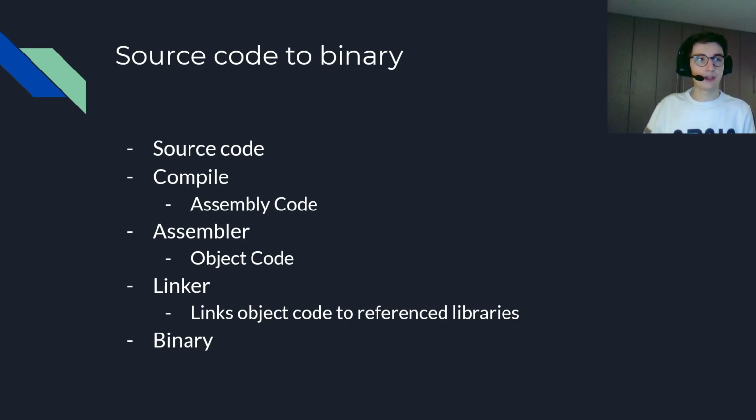But then an assembler is going to take that assembly code and convert it into object code. And object code is kind of the lowest level, and it's what your computer understands. And then lastly, you have a linker that's pretty much going to link your object code to the reference libraries. So all the libraries it uses, it's going to link all of that together so it knows where everything is found, stuff like that. And that's how you end up with a binary. So it's kind of important to notice so you're aware of what is happening.